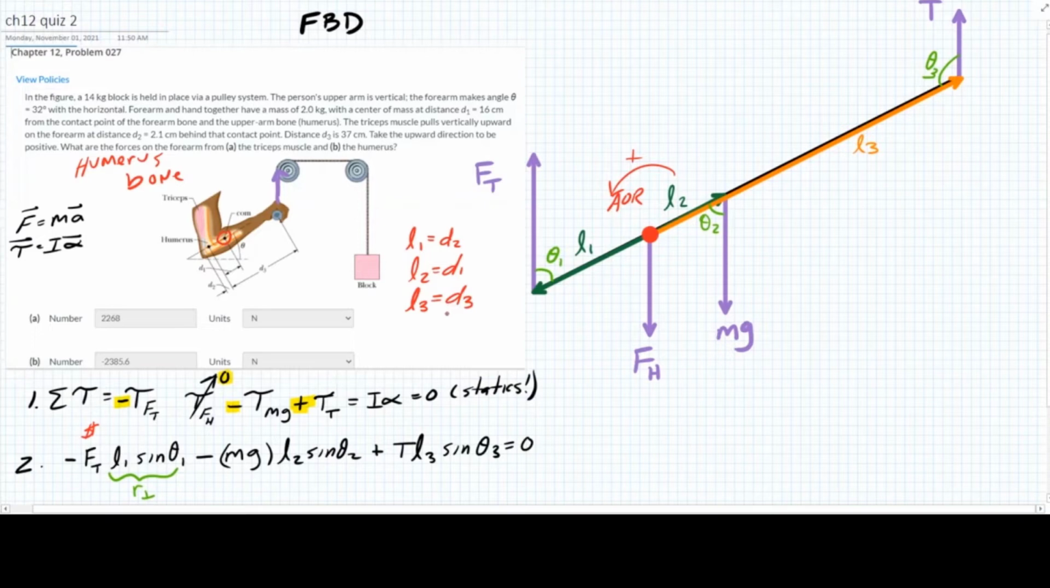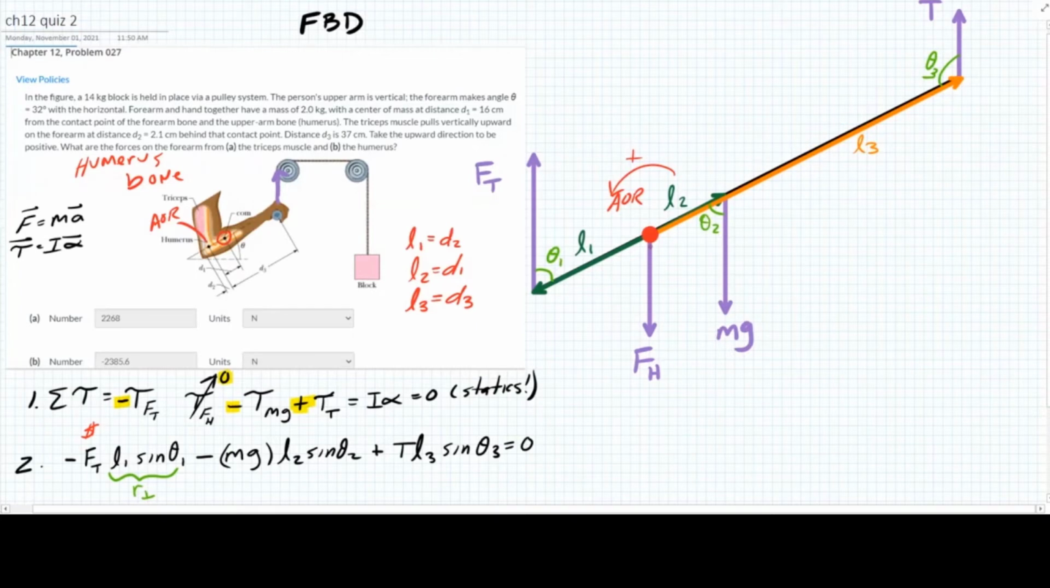Okay. So I'm just going to do a double check. L1 is the distance from the tricep muscle and my AOR. And this is my AOR. Okay. So yes, L1 is the same as D2. L2 is the distance from the AOR to MG, from the AOR to the COM, and that is D1.